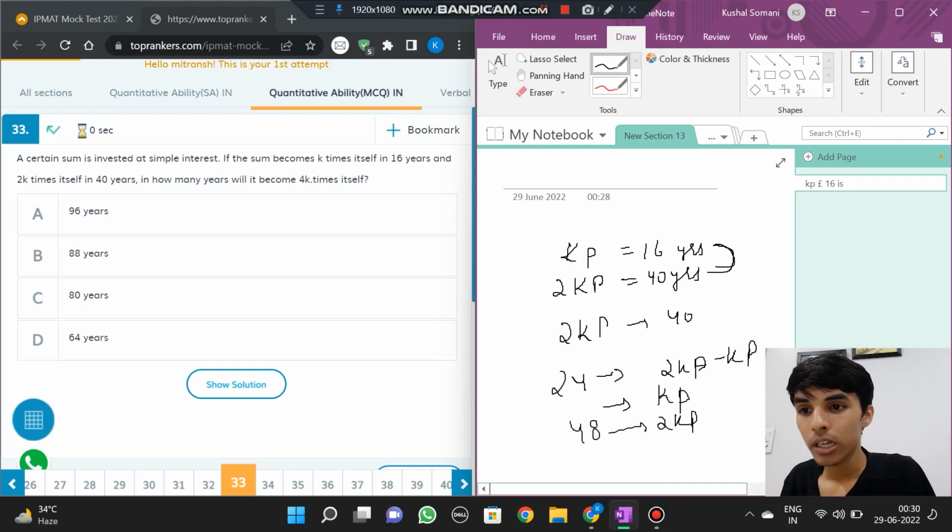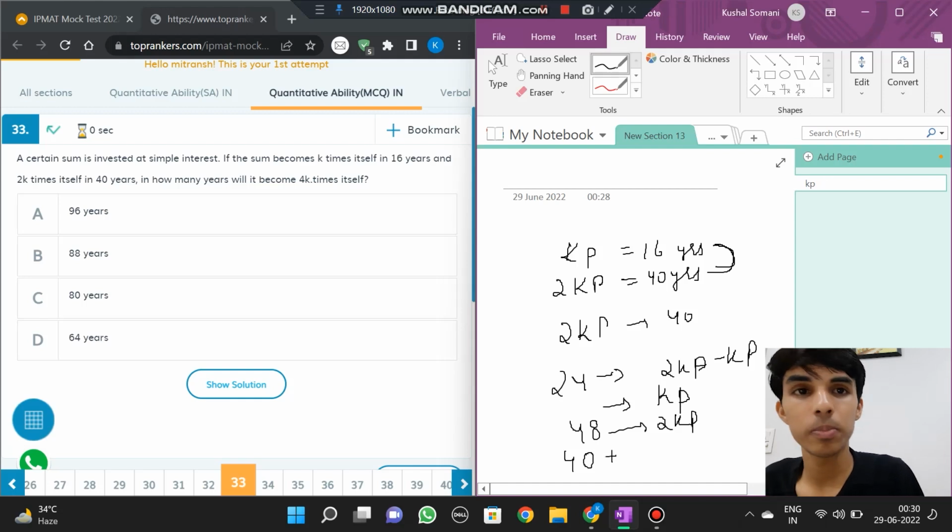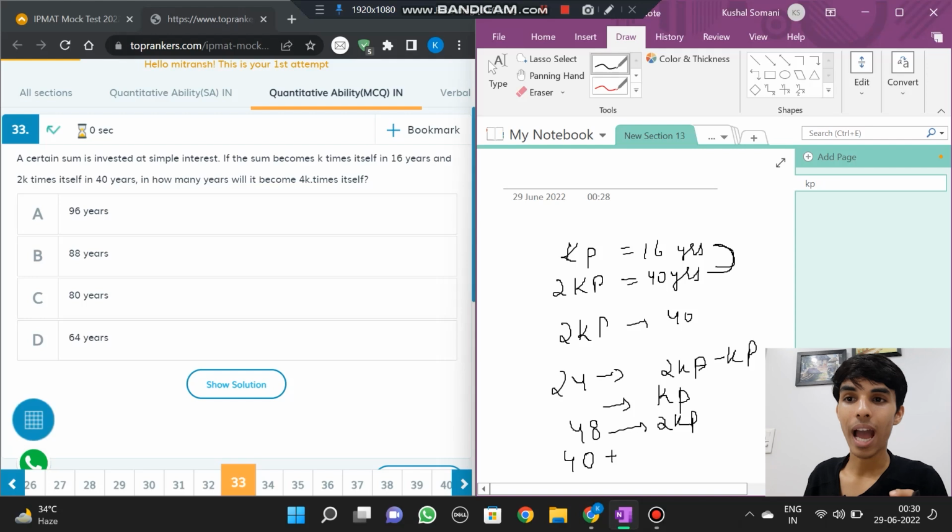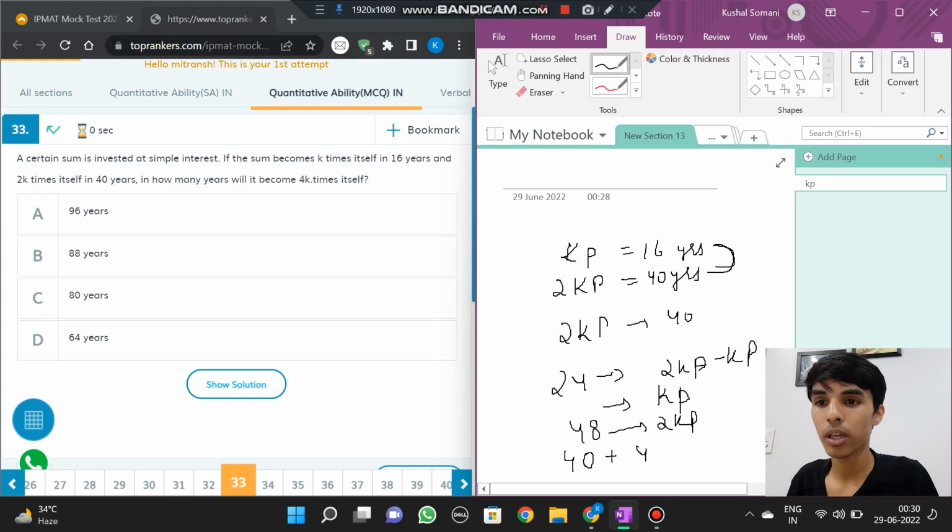So in 40 years, it becomes 2kP, and to become 4kP, it needs to add 2kP of interest, that is, an interest of 2kP to become 4k times itself. That is 40 plus 48, 88 years.